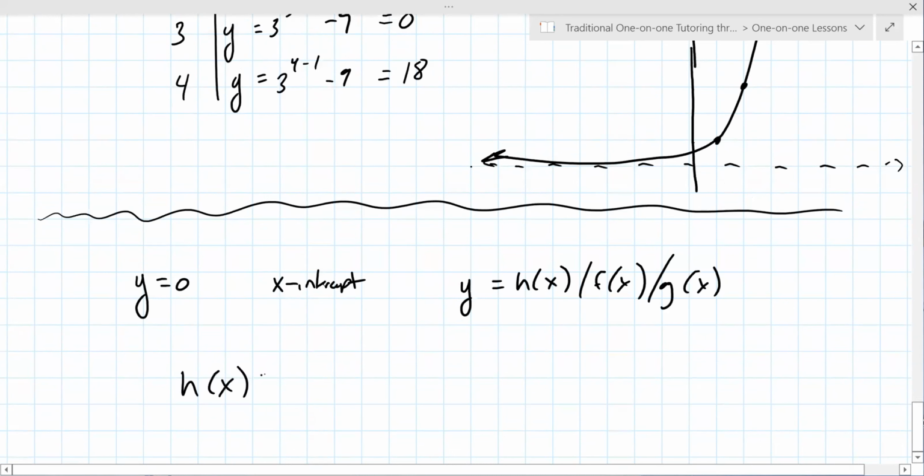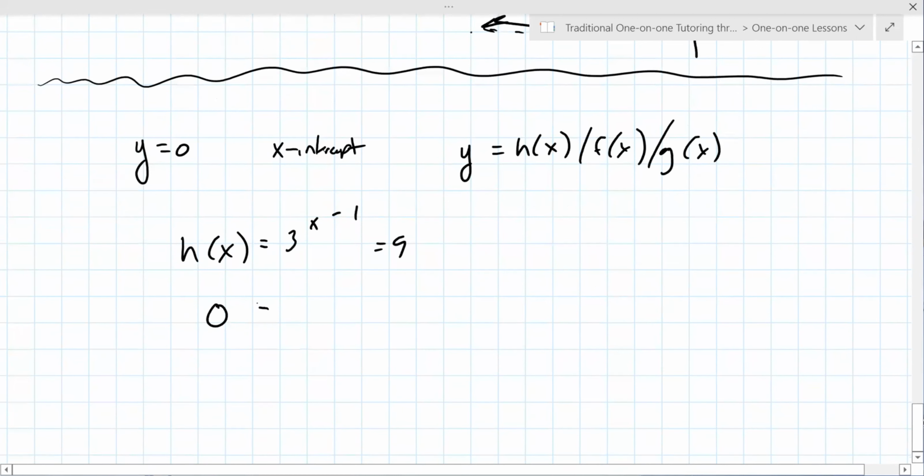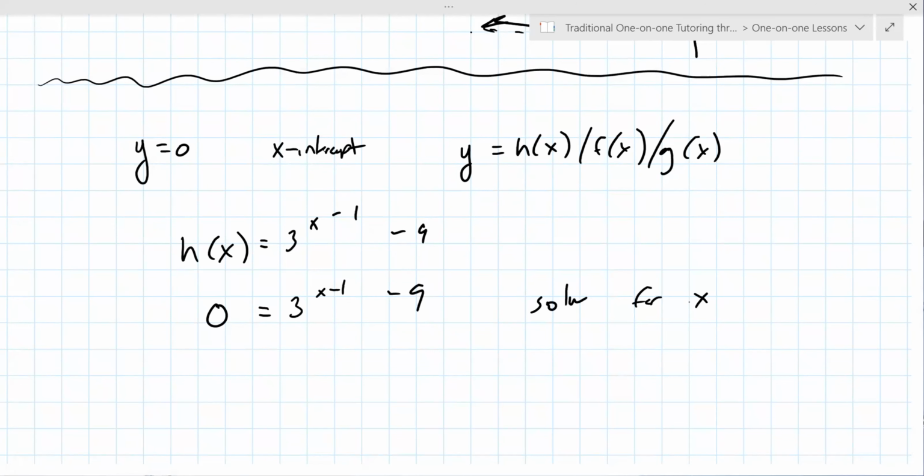So in your case, you're setting h of x equal to 0. Sorry, it's -9. So now you're solving for x. To solve for x, you're going to add 9 to both sides.